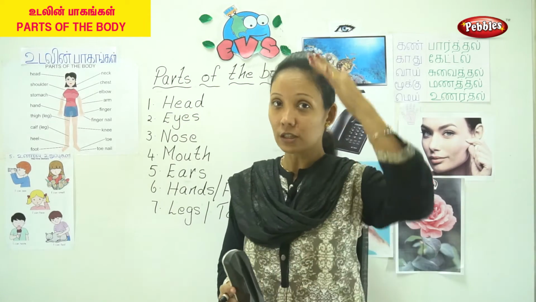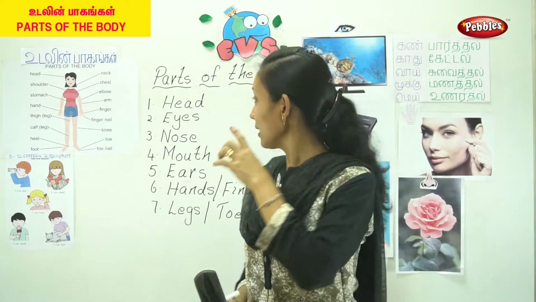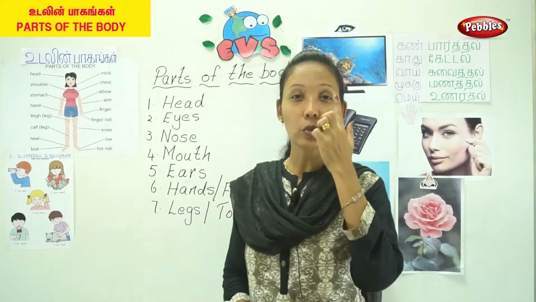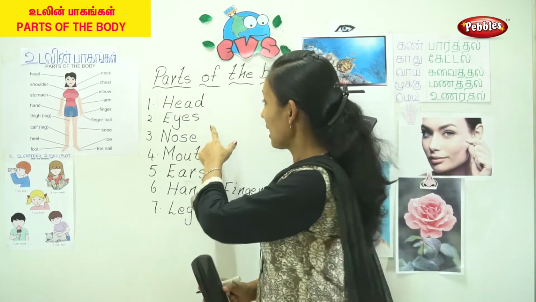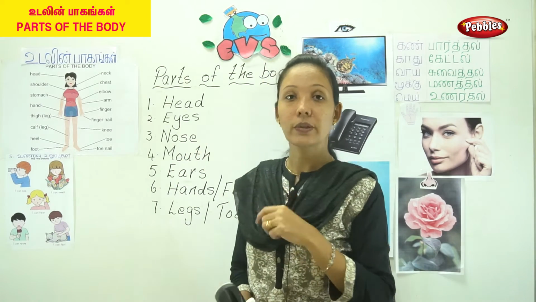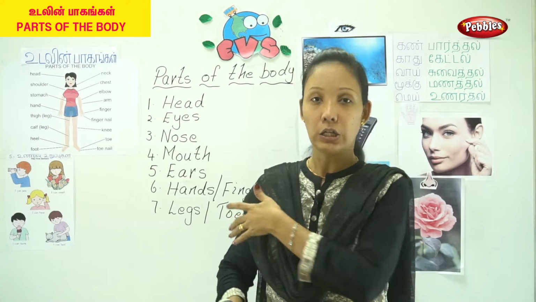So I showed you, this is your head. Then you have your eyes. So you have 2 eyes. Then nose. Nose is 1 nose. Okay, you have 1 nose.